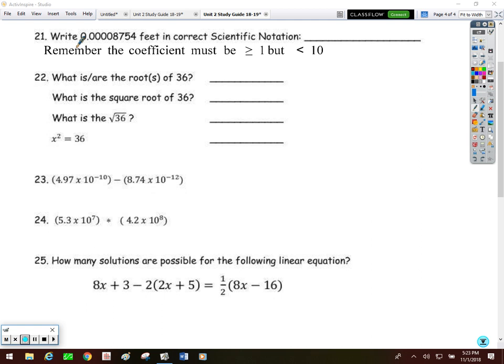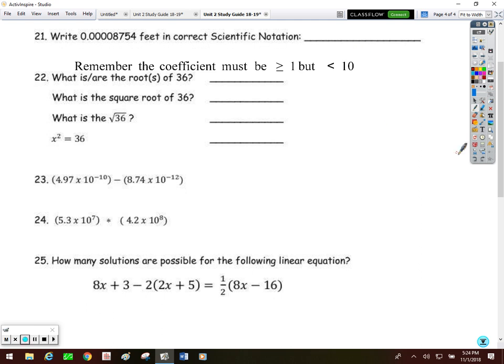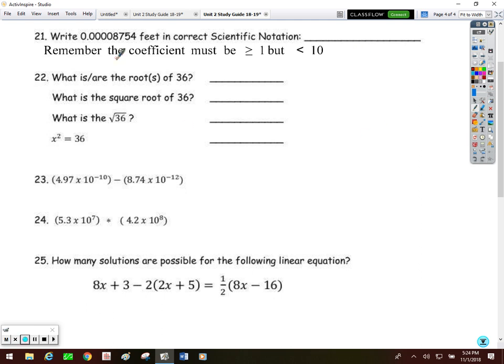Alright, so the first problem we're going to look at, let's finish up. We're going to write this number 0.00008754 feet in correct scientific notation. Remember to make sure the coefficient has to be greater than or equal to 1 but less than 10. And in my base, what is my base? The base will always be 10 in correct scientific notation. So before I start this one, we know the base is going to be 10.